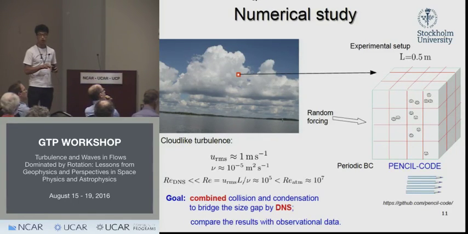So our goal here is to try to solve these collision problems in turbulence, and especially this combined collision and condensation problem, to bridge this bottleneck problem, and then compare the results with observational data. The equations are all solved by the Pencil Code, and it is public domain. You can find it here.